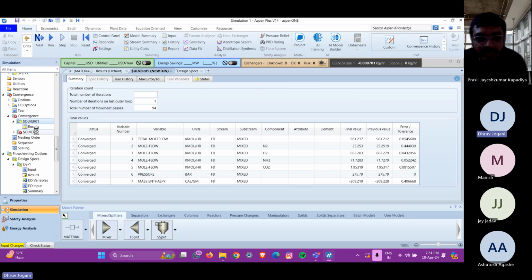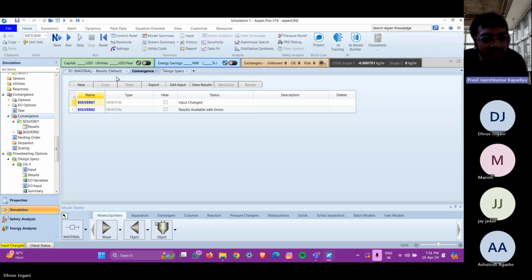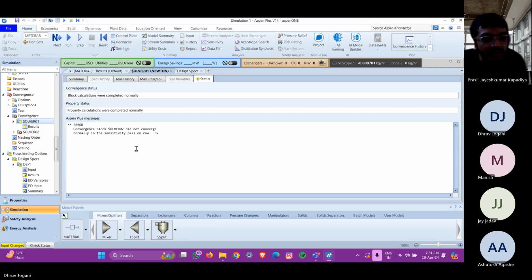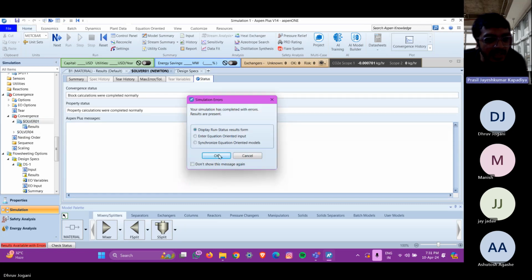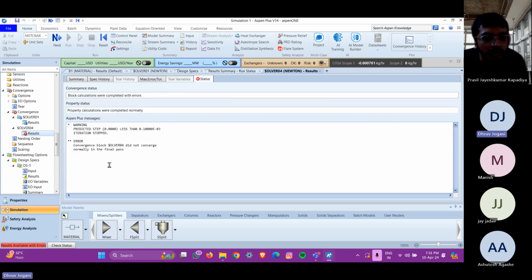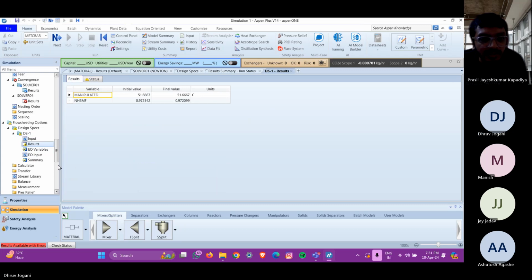So there are two errors. Convergence issue. Is this the design specification? Yes, sir. Can you show me the results? Okay, it won't give you the maximum, so it's fine. No issues.